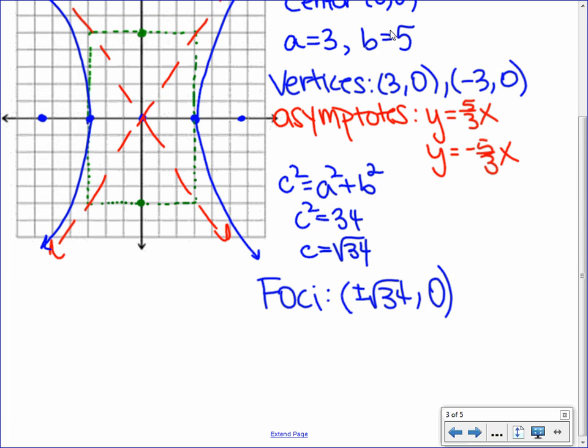Other questions? You can write plus or minus. Paige asked on our asymptotes, can we write one equation with a plus or minus? Yes, that is fine because your slopes are going to be one positive, one negative.